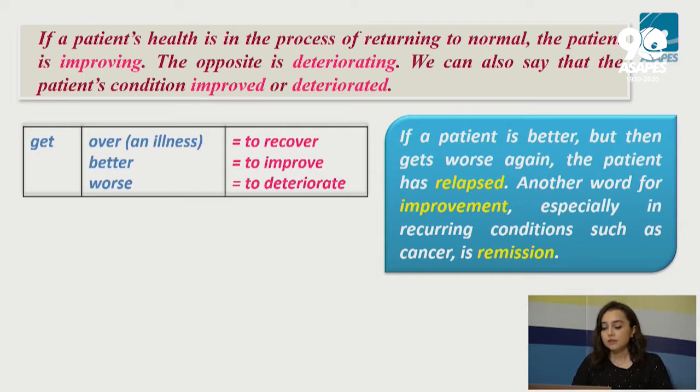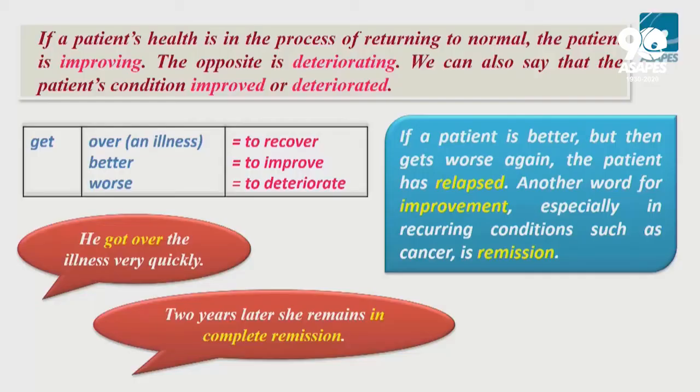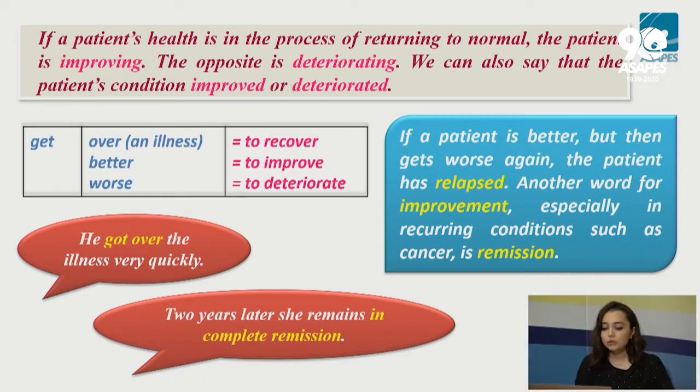In some conditions, the patient gets better, but then he feels worse again. We call this process relapse, and the patient's condition is relapsed. Another word for improvement, especially in recurring conditions such as cancer, is remission. It means temporary improvement. For example, he got over the illness very quickly. Or, 2 years later, she remains in complete remission.